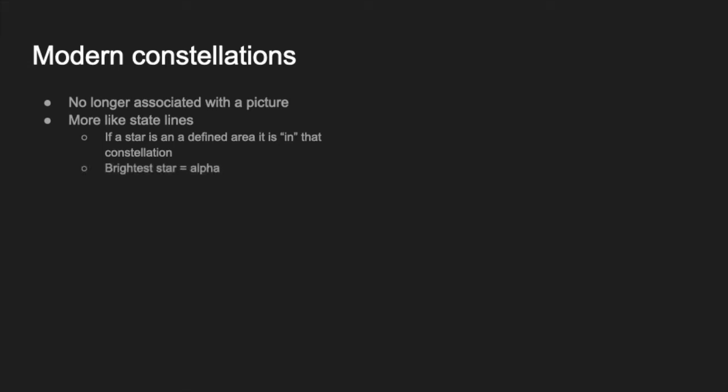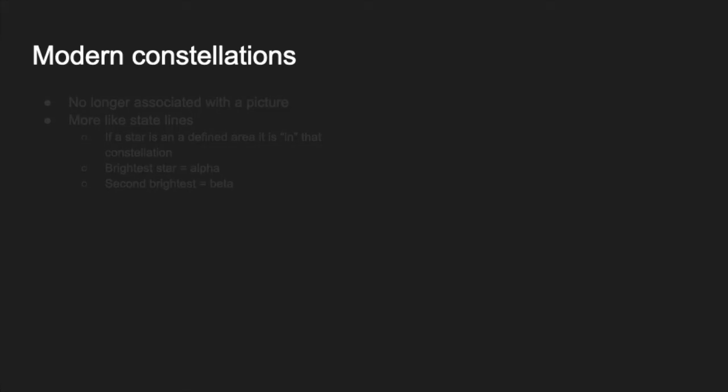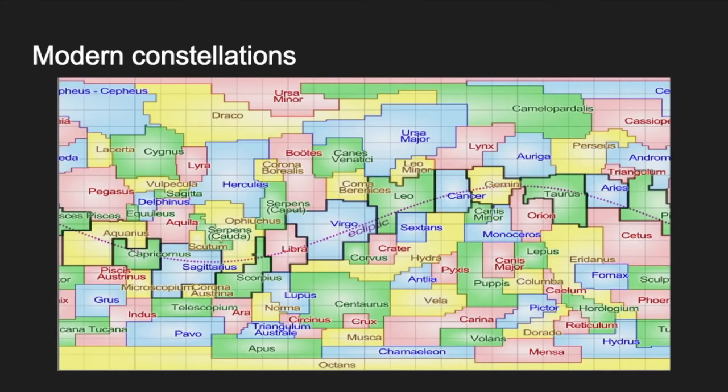The brightest star in a constellation is given the designation of Alpha, the first letter in the Greek alphabet. Hey, that's where alphabet comes from, Alpha. The brightest star is Alpha, then Beta, then Gamma, Delta, Epsilon, and so forth. This is how we define modern constellations.